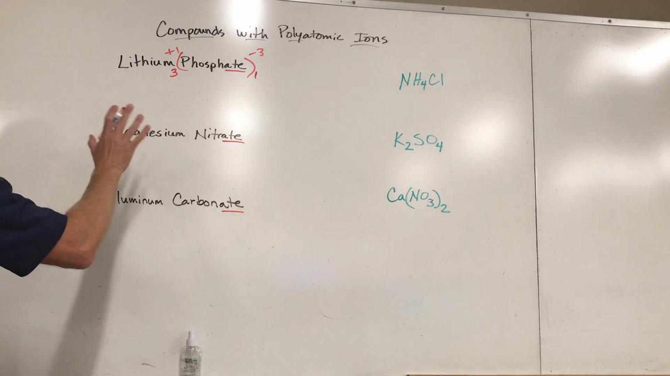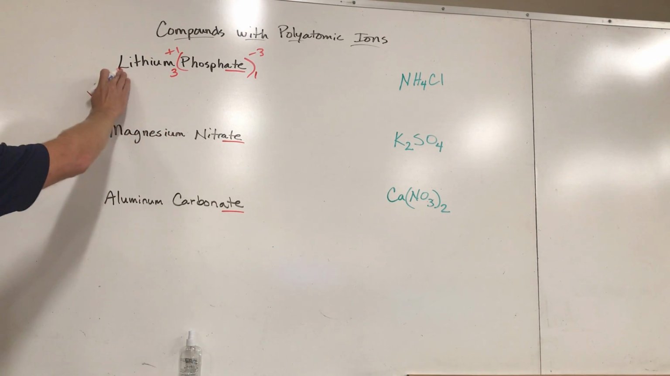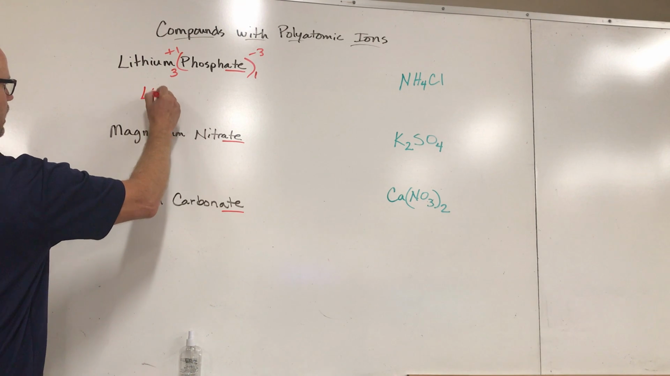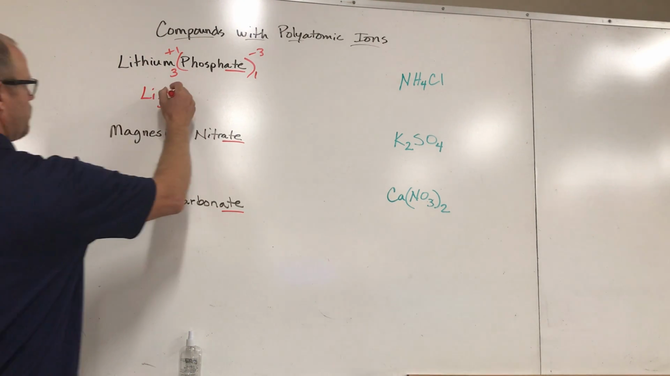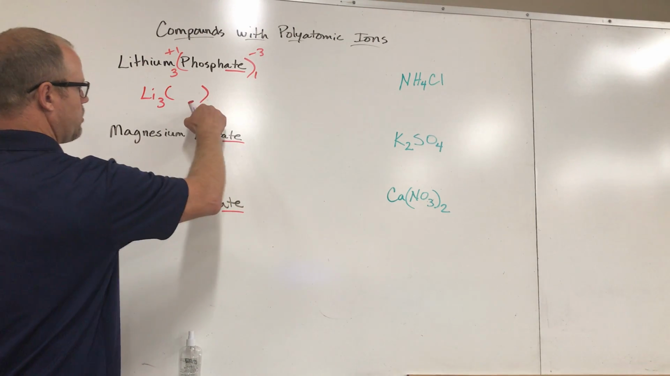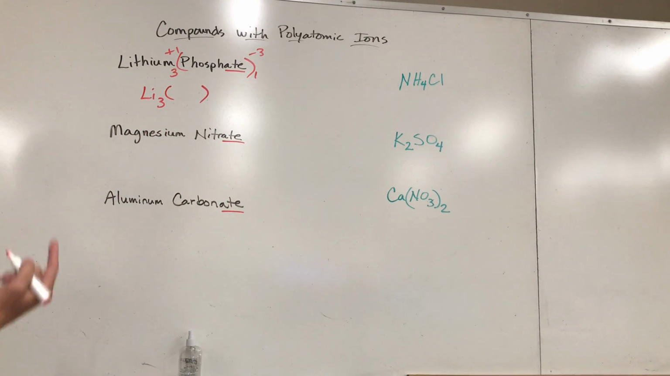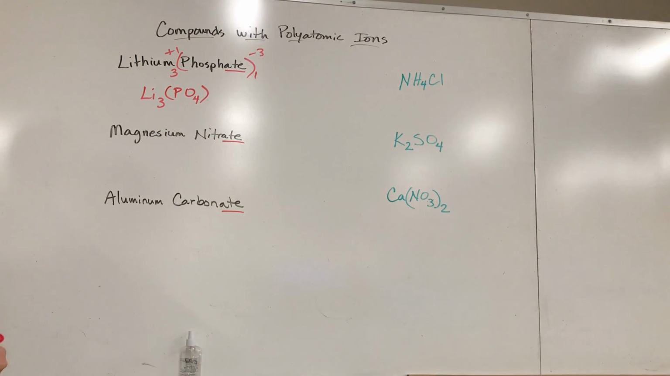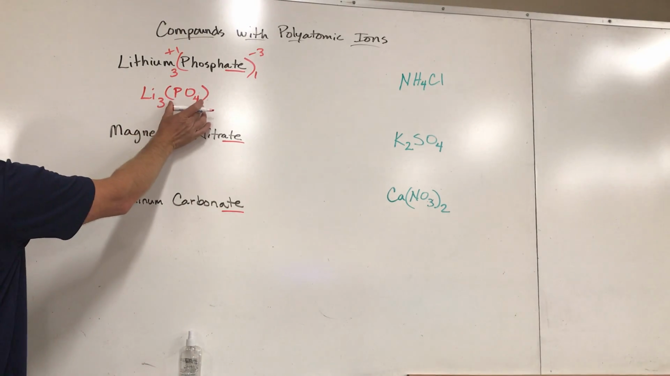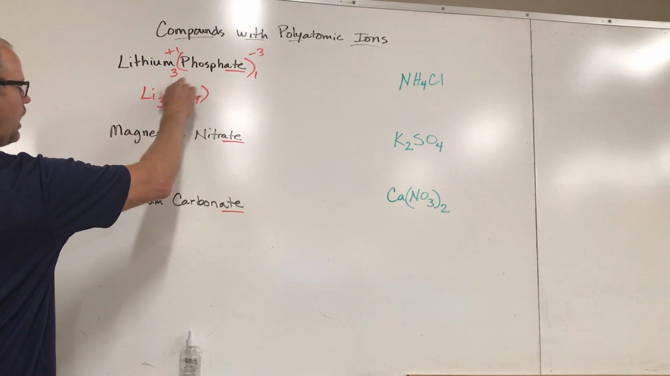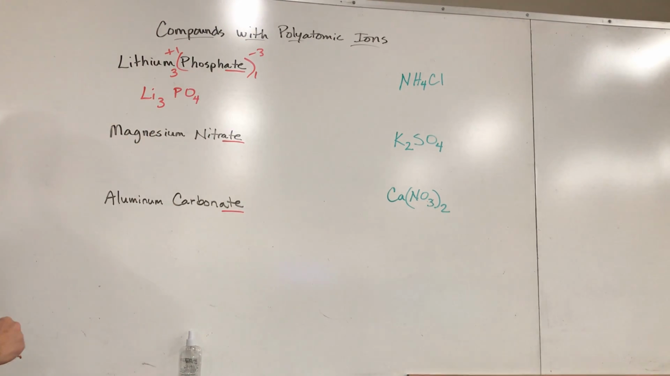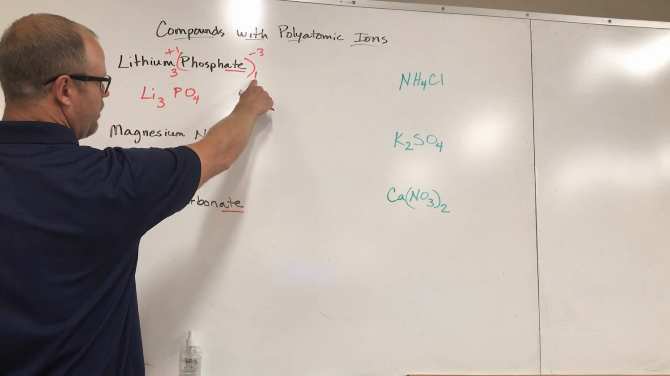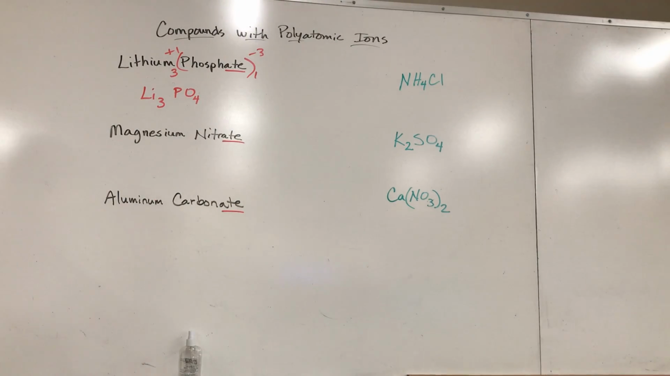Let's take a look at what this would appear like as a formula. I'm going to write lithium, and there's 3 of them, Li3. Then I'm going to write phosphate, but there's only 1 of them, so I'm not going to write the 1. Now I look to see what the identity of phosphate is. Phosphate is PO4. So the correct formula is Li3PO4. Now there's only 1 phosphate here, so I don't really need parentheses. It's still phosphate, there's just 1 of them. The parentheses are absolutely necessary only if I have more than 1 of them. So I can put them, or I don't have to.